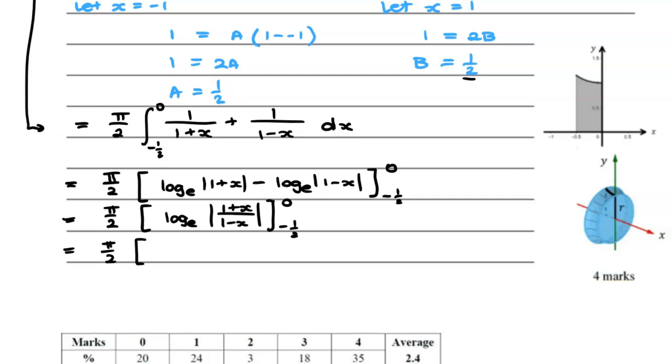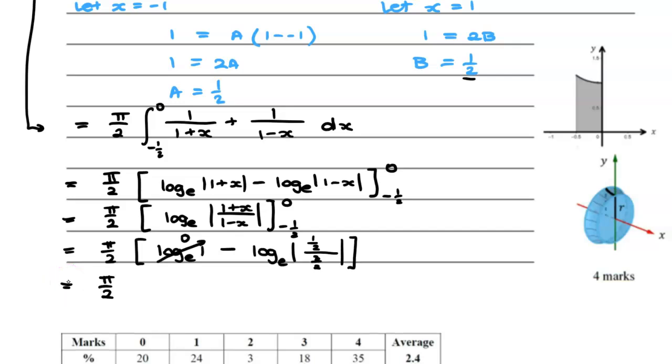So now if we do log base e and we're substituting 0 into those magnitudes, that's just going to give us log base e of 1. So that's nice because we know that's 0. And then we're going to be subtracting log e of 1 plus a half, which is going to be a half. And then 1 minus -1/2 means we're going to have 3 over 2.